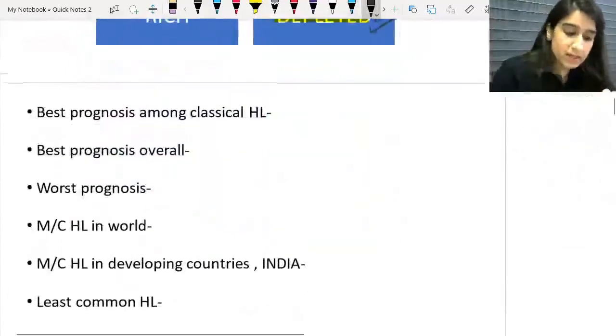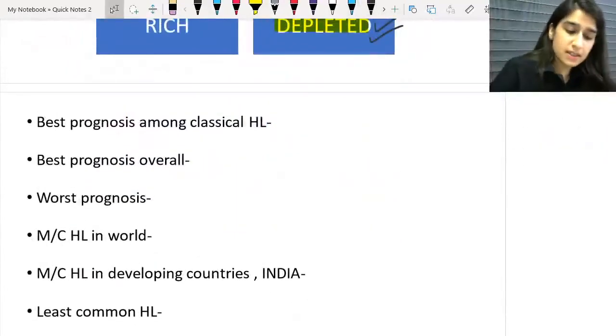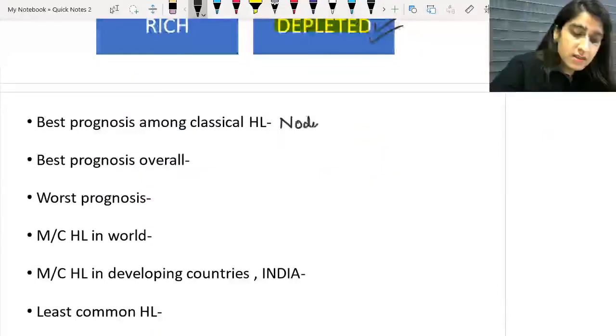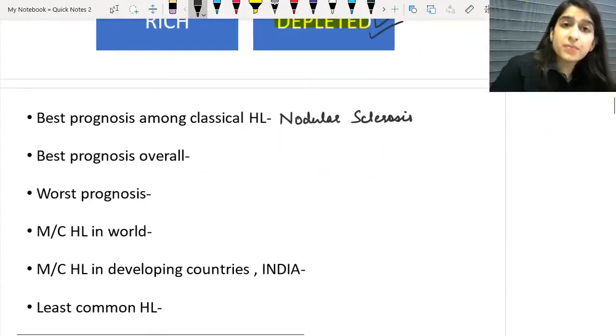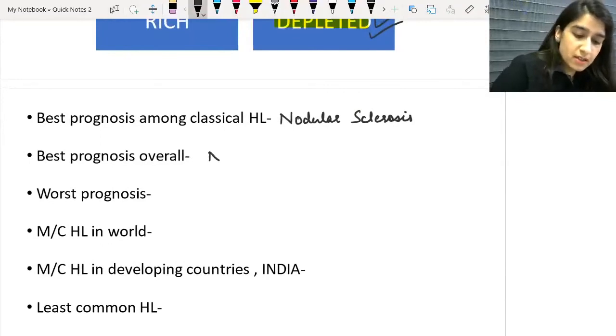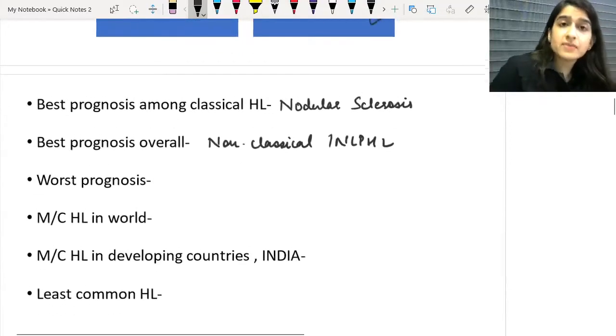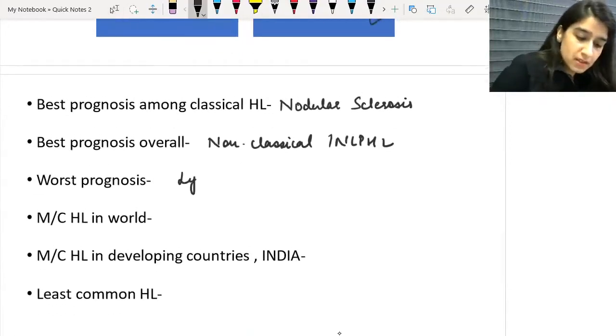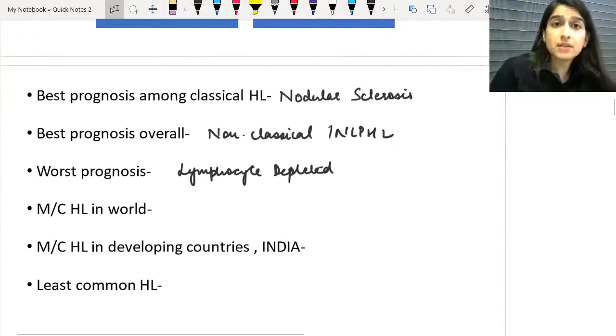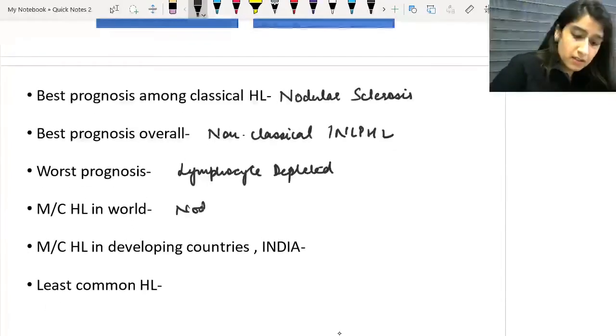So, we read the best prognosis amongst the classical Hodgkin's. The answer is nodular sclerosis. And which carries the best prognosis overall? That is the non-classical or the NLPHL. Which carries the worst prognosis? Lymphocyte depleted. And the most common in the world, again, the nodular sclerosis.